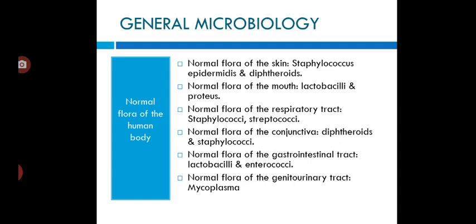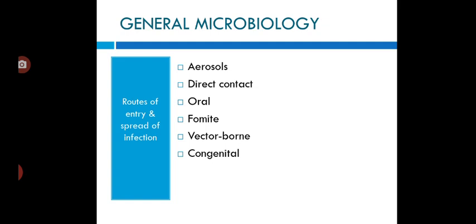Next, the routes of entry and spread of infection: how a microorganism enters into a body, resulting in the spread of infection. There are five main routes of disease transmission, that is aerosol, direct contact, oral, fomite, vector and congenital. Coming first to the aerosol, how it gets transmitted.